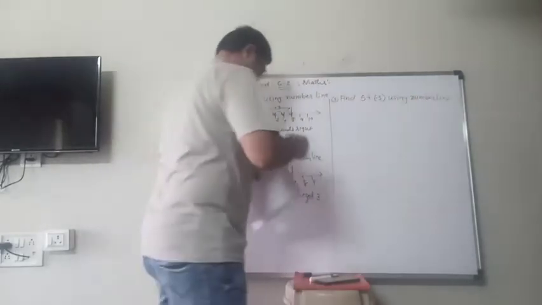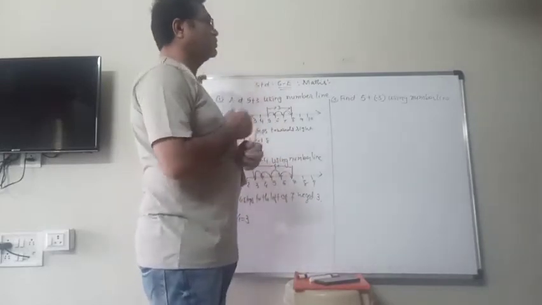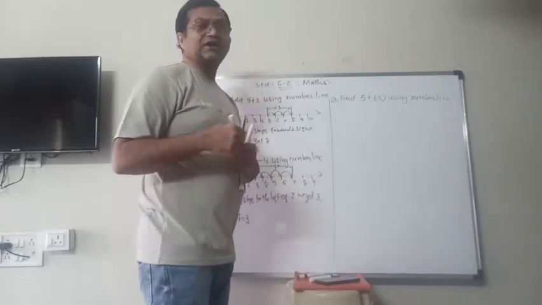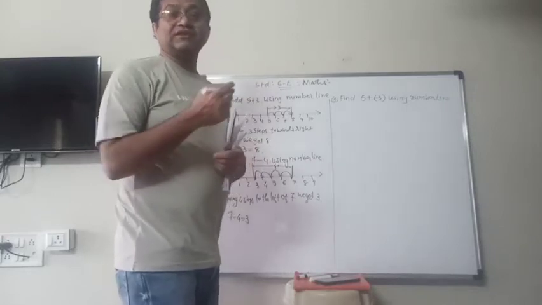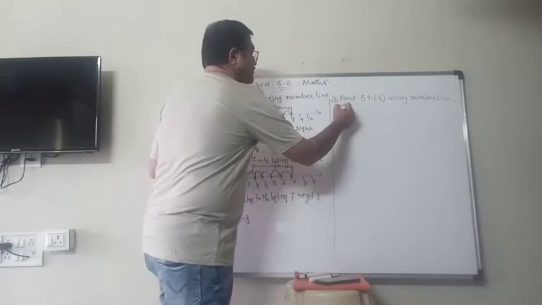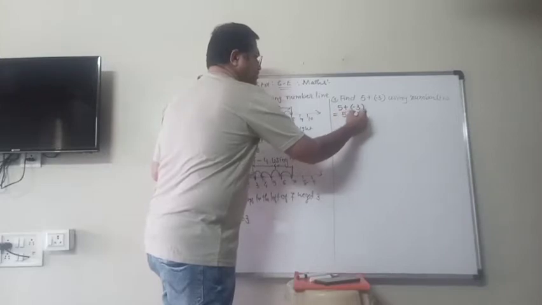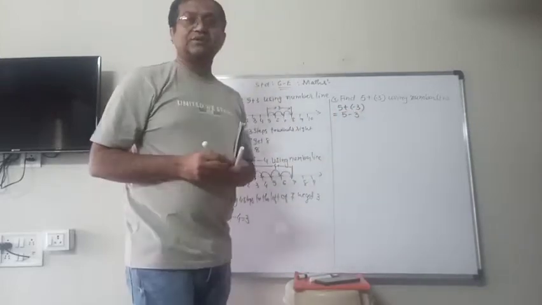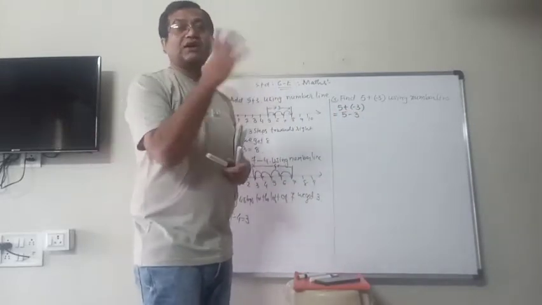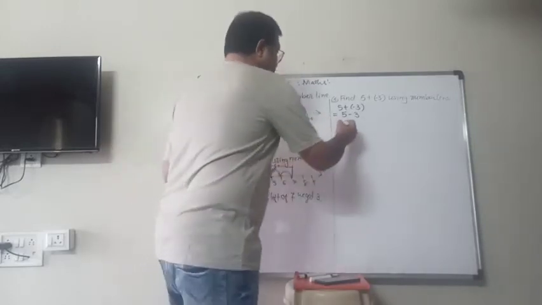So now here, when you see that there are two signs together, in this situation, what did we do? So here, 5 plus minus 3. That is equal to, plus minus becomes minus. So 5 minus 3. So now we have to do the subtraction. So what will we do now?